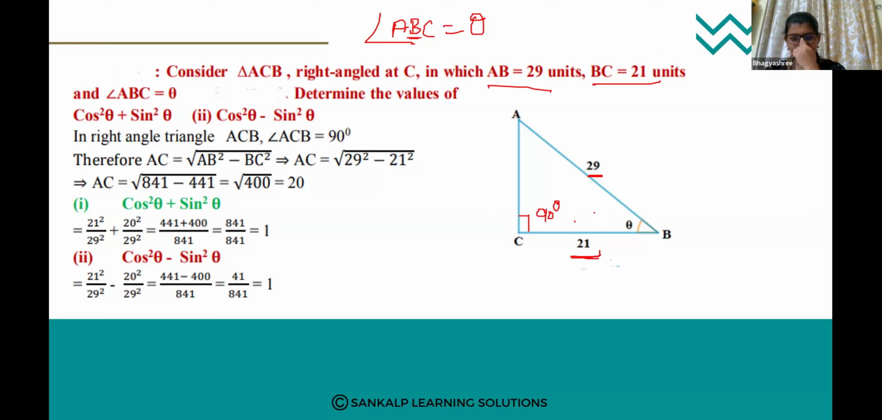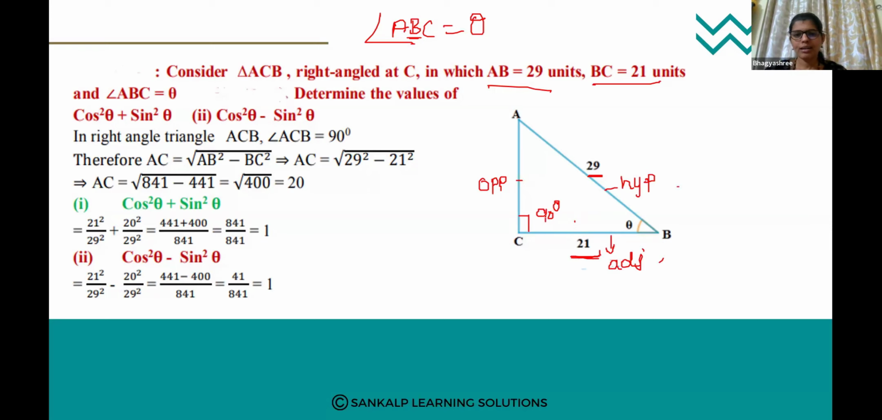So first let us identify the sides correctly. Which is the opposite side? AC is the opposite side because it is opposite to theta. Hypotenuse is AB. Next, this one is the adjacent side. Right? Here also we don't know the opposite. Only hypotenuse and adjacent are known. Opposite side value we don't know.